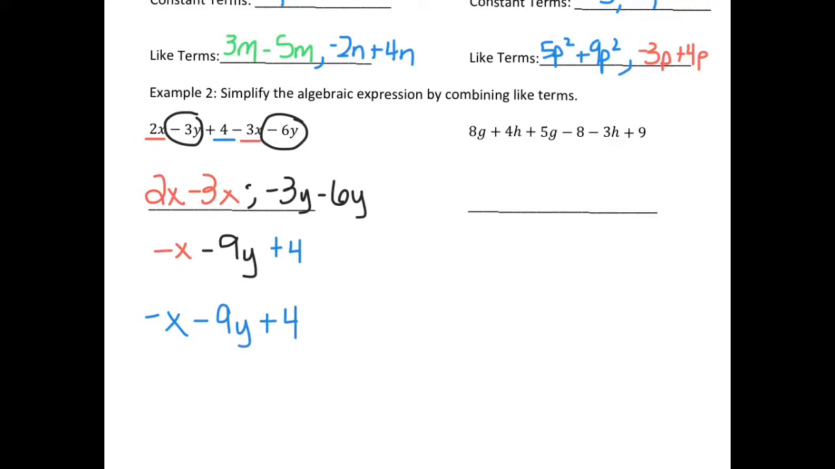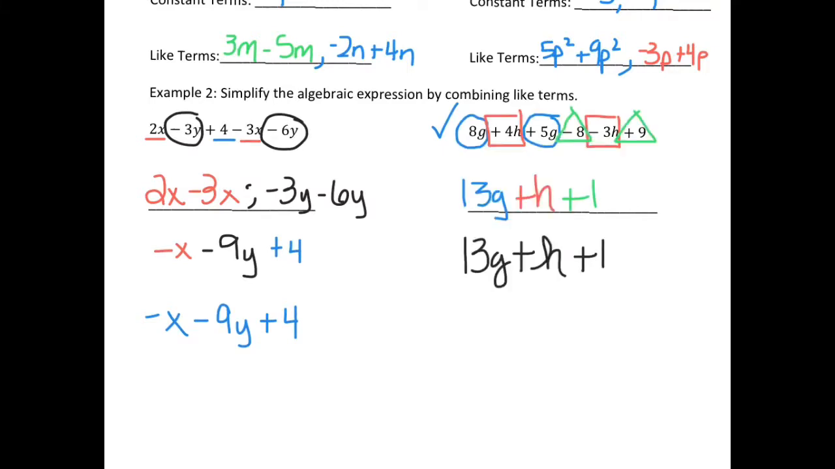So I'm going to do the same thing. I want you to pause the video, and I want you to do the second example. And then when you get it completed, go ahead and restart the video and check your answer. All right, so hopefully you see that I combined the 8g and the 5g for a +13g, the 4h and the -3h for a +h, and the -8 and +9 for a 1.